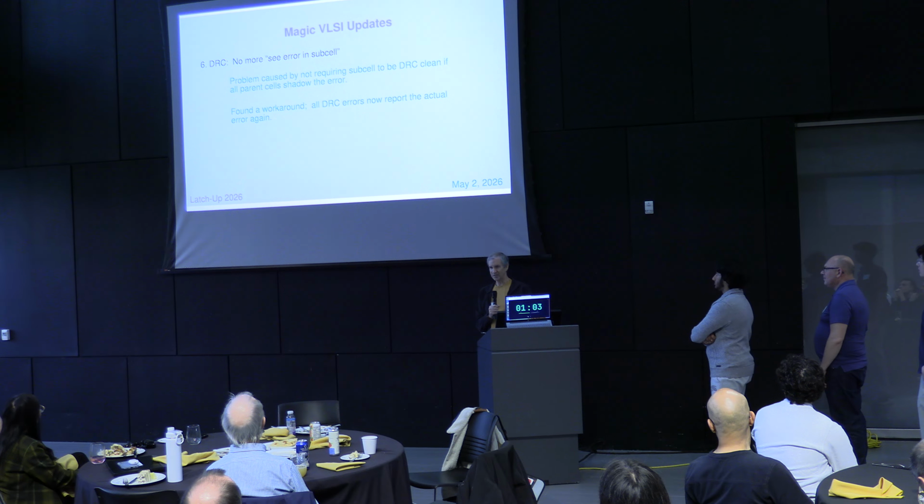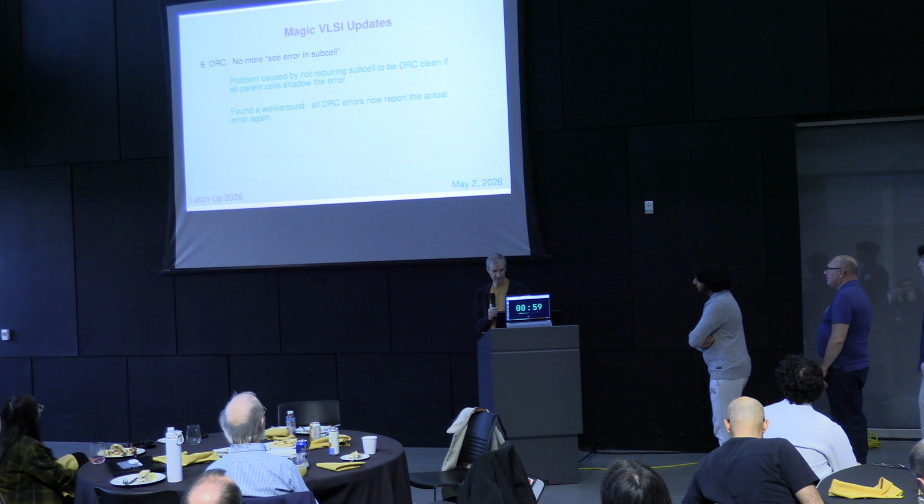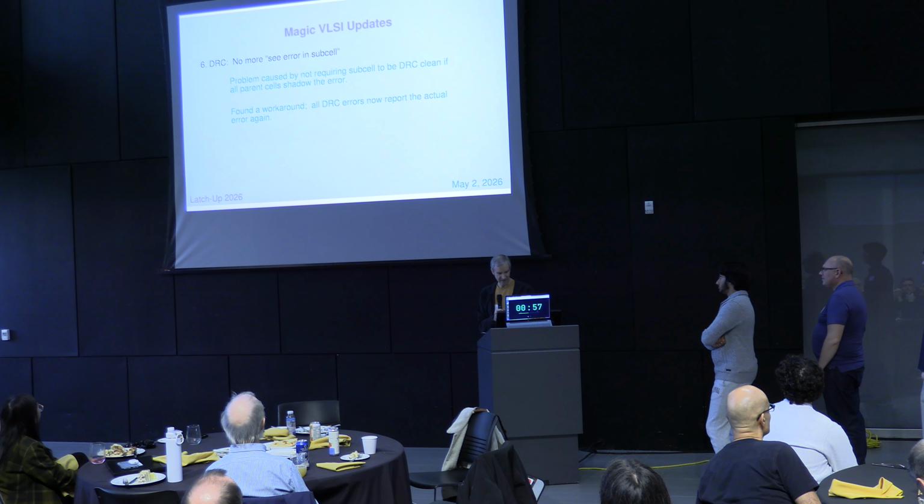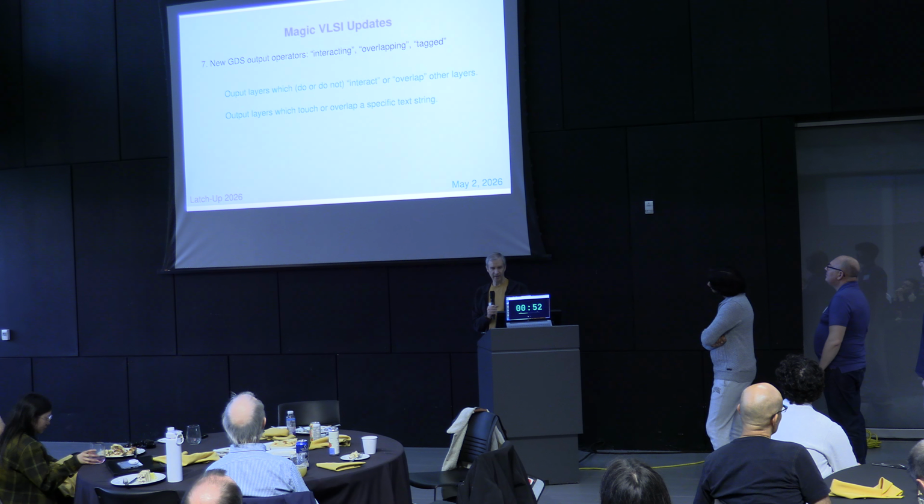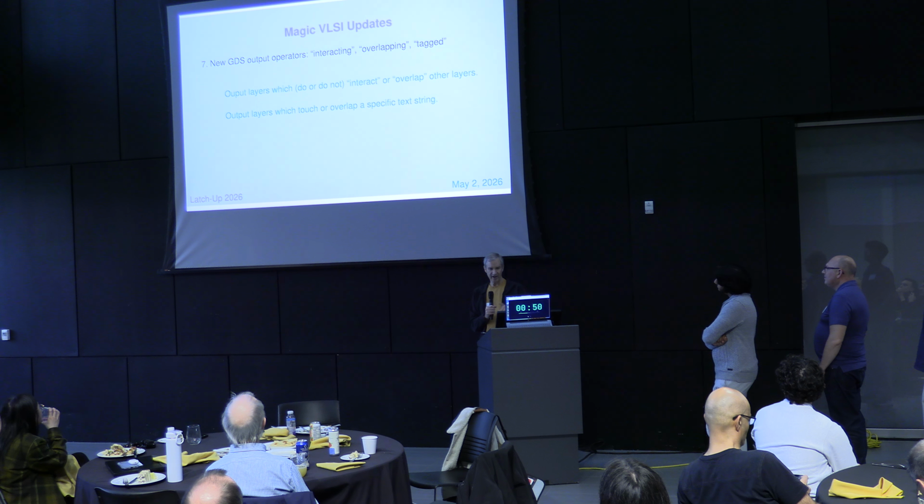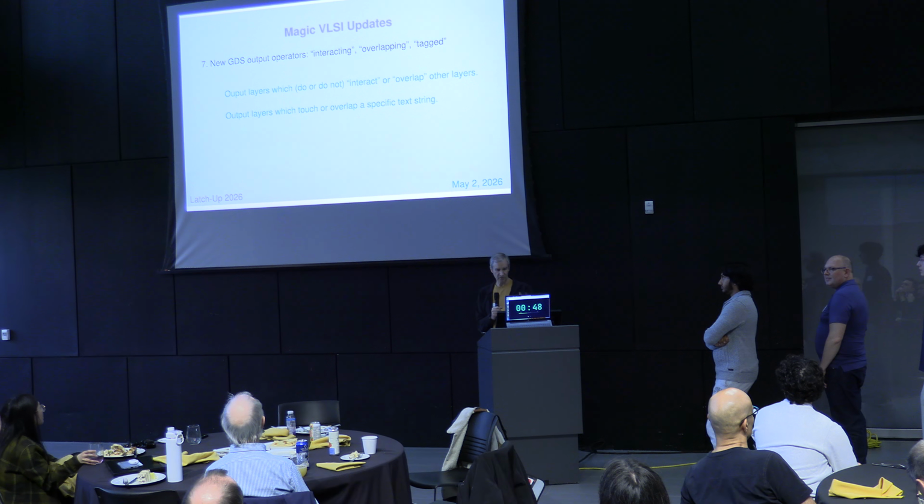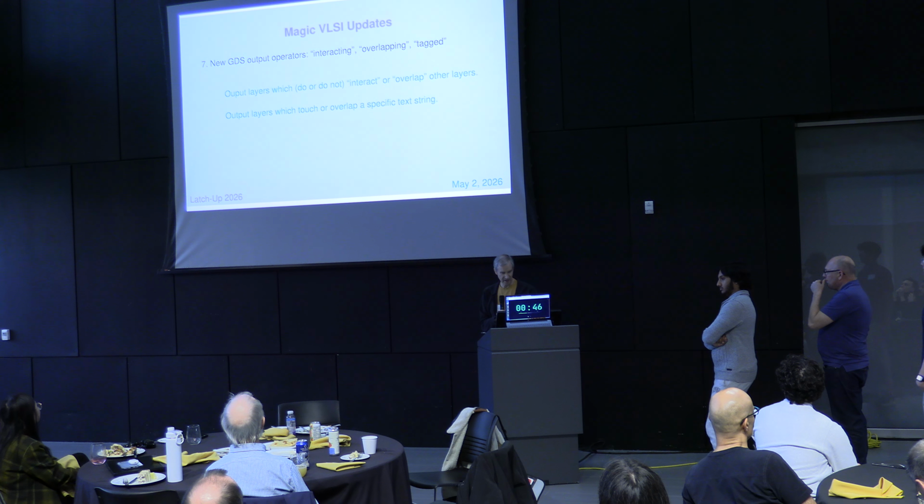I got the DRC into a state a few years ago where it just says see error in subcell, and you have to keep going down to the subcell to see what the actual DRC error is. I finally figured out how to get rid of that. A really useful thing: GDS output operators interacting, overlapping, and tagged. These are things that most DRC engines have that Magic previously didn't.